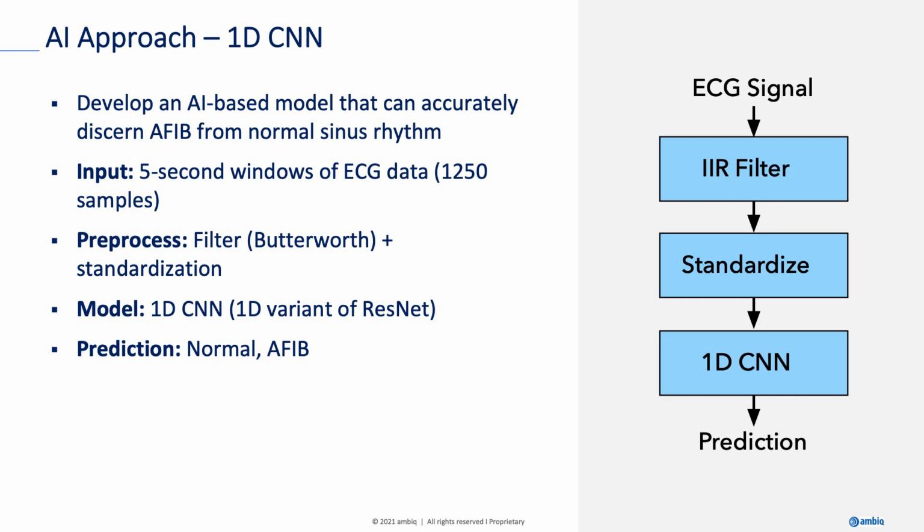Then we pass that through a 1D CNN, which is a derivation of the ResNet. Usually ResNets are used in 2D, for images, so I repurposed it for 1D CNNs. One other big change I made is that typically for 2D CNNs the filter sizes are quite small, like 3 by 3, so I expanded that to 7 or 11. And in this case, for predictions, we're simply looking to see if it's either normal or AFib.